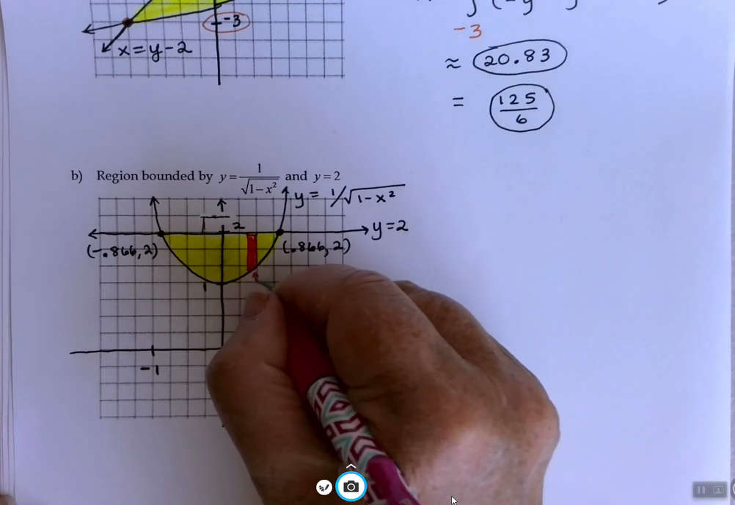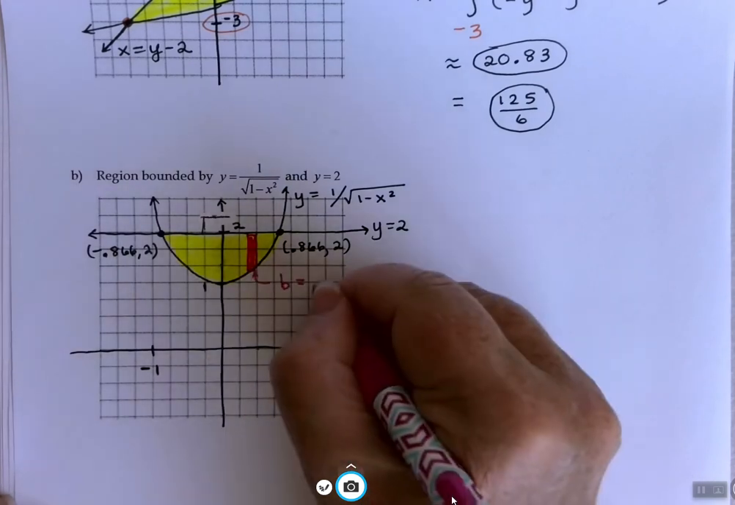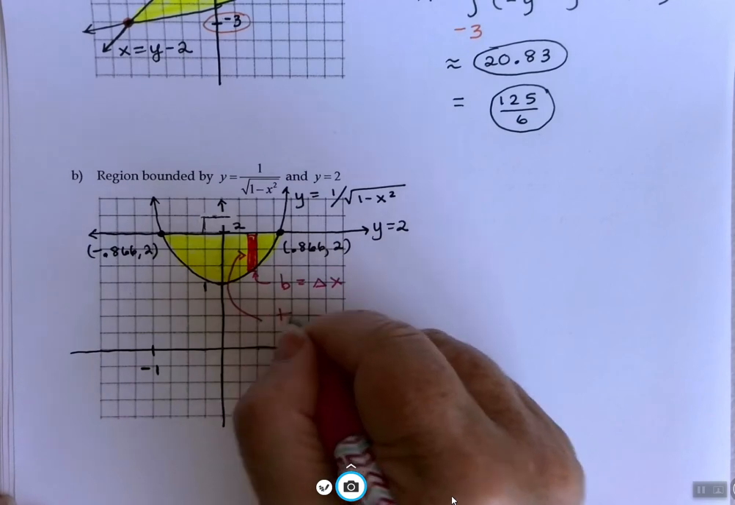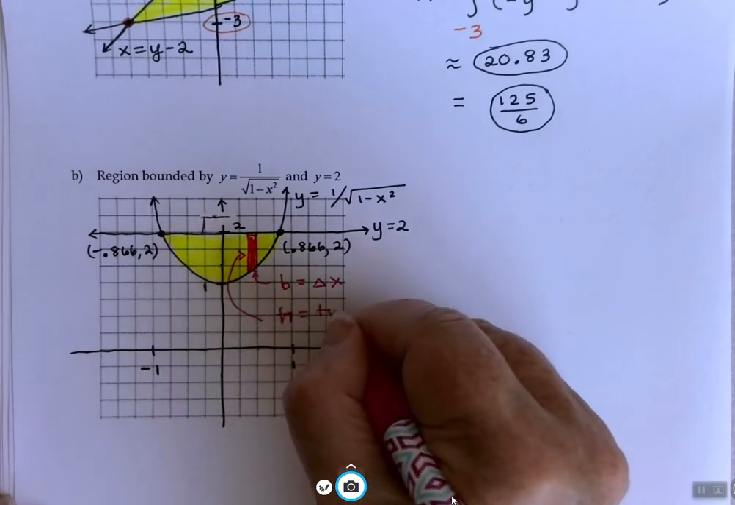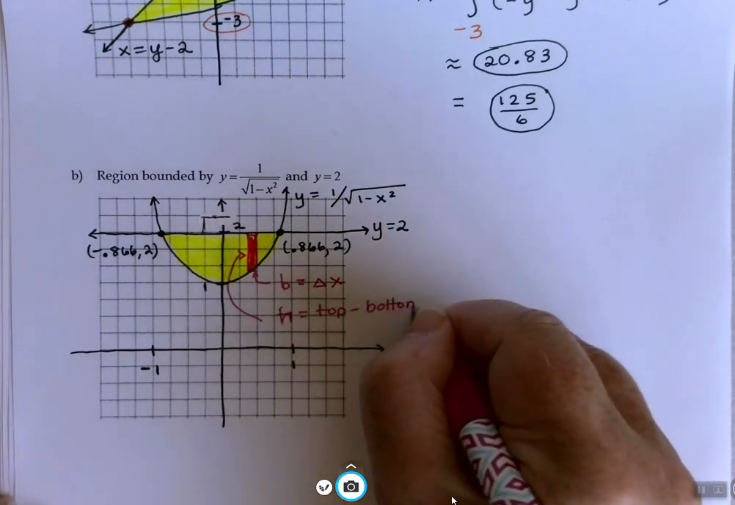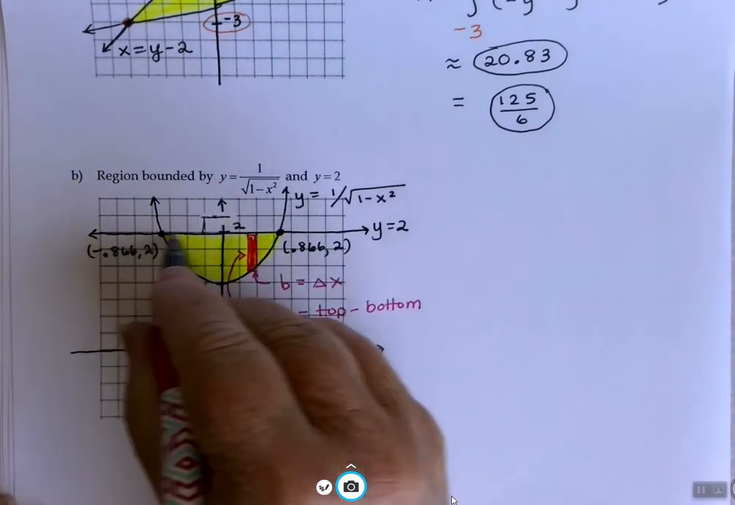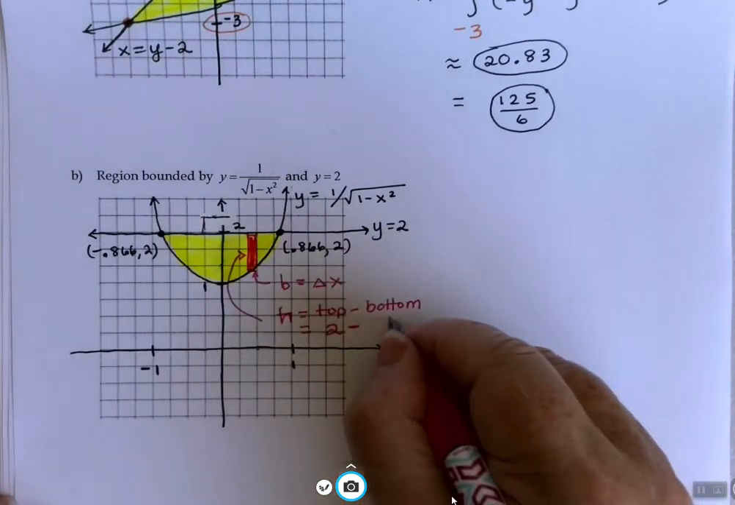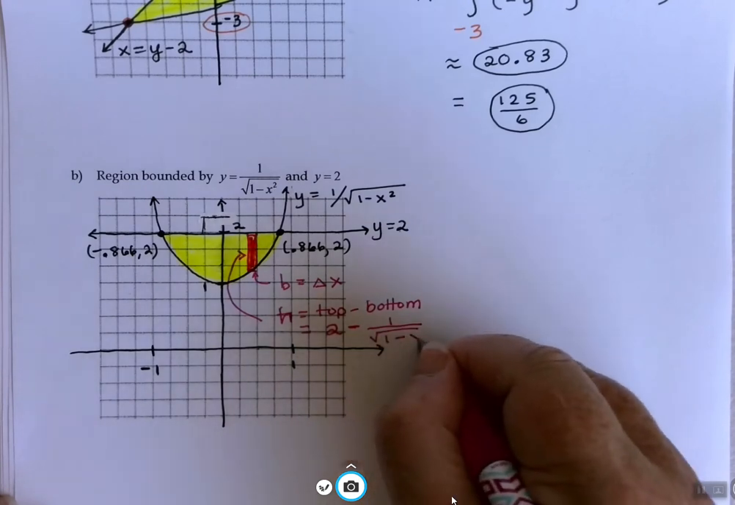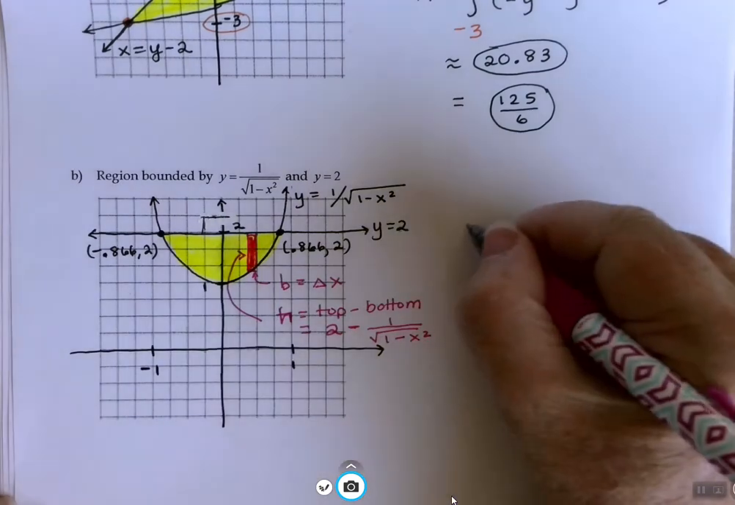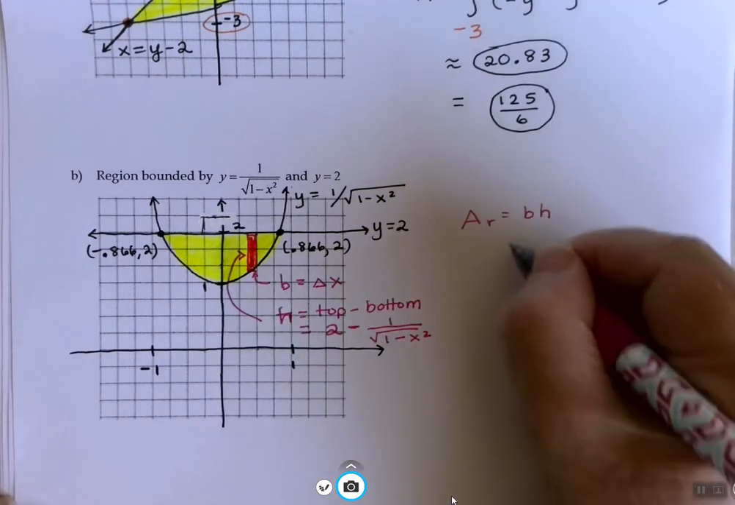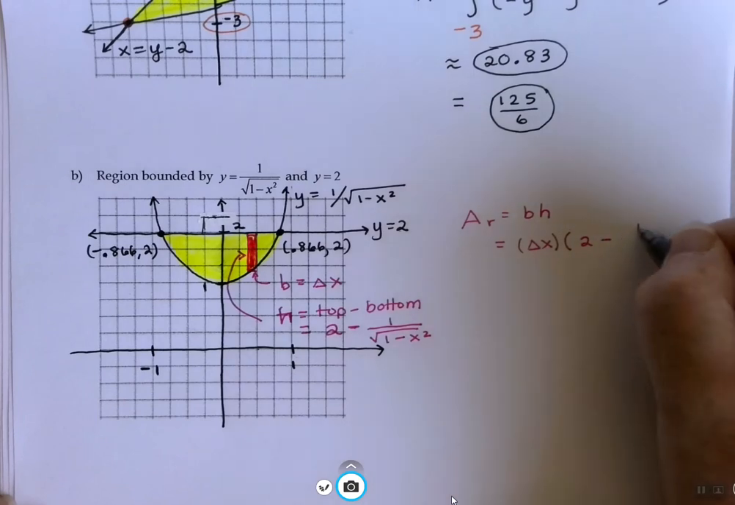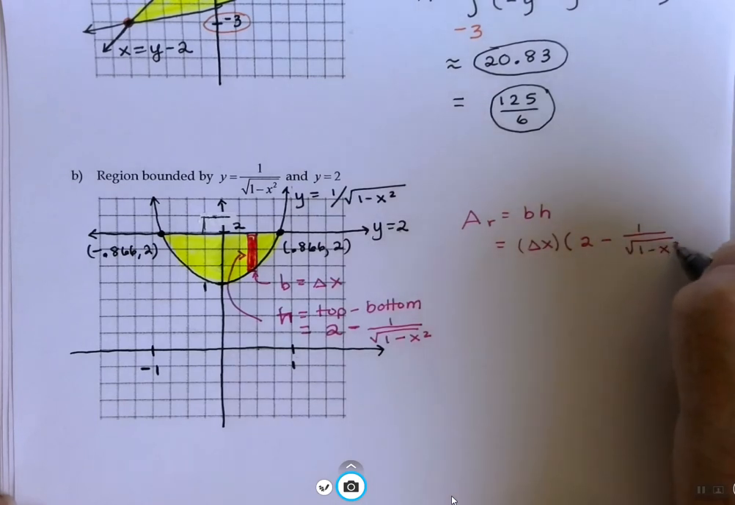All right, the base is a little piece in the x direction, so delta x. And the height, I'm going to go top minus bottom. Height equals top minus bottom. The top is just the horizontal line y equals 2, minus the bottom, which is the curve, 1 over the square root of 1 minus x squared. So the area of my rectangle, base times height, is the base delta x times the height, 2 minus 1 over the square root of 1 minus x squared.